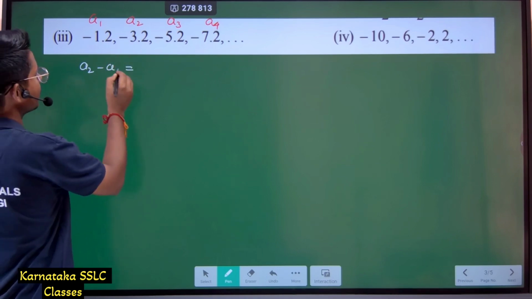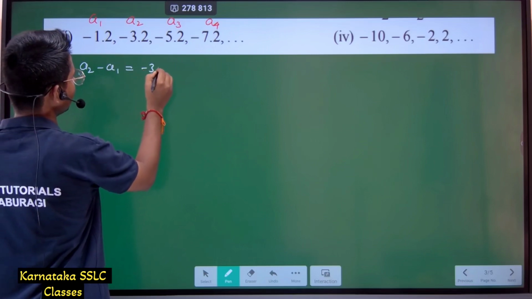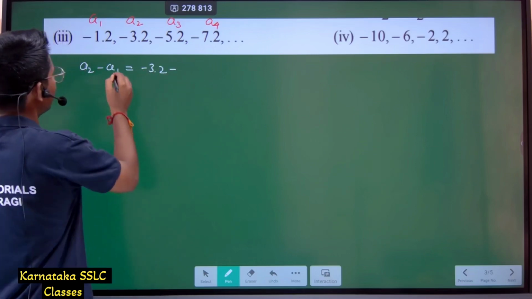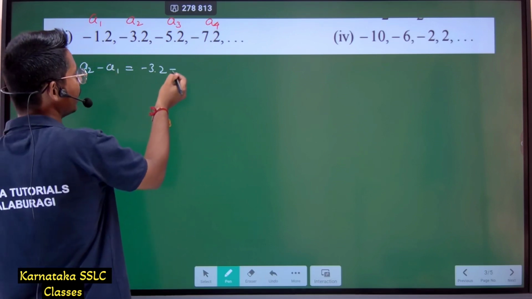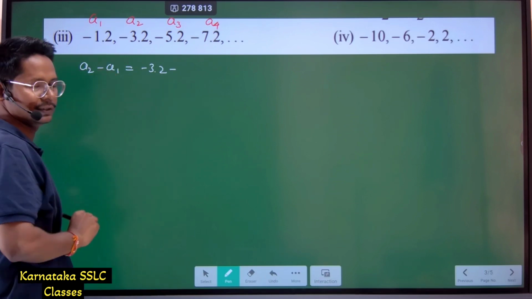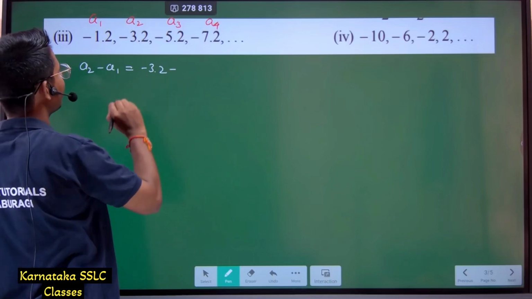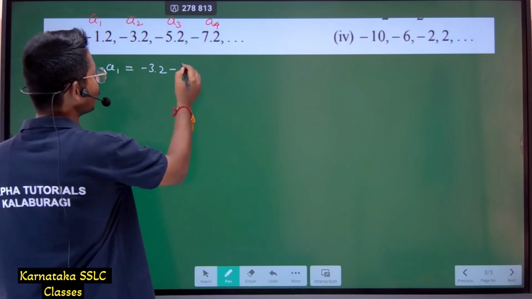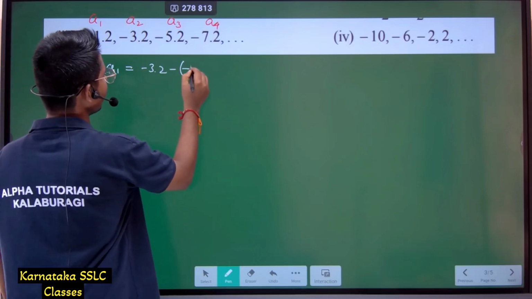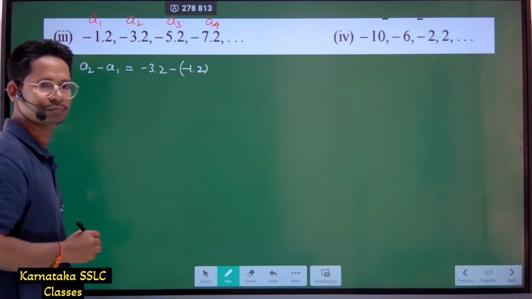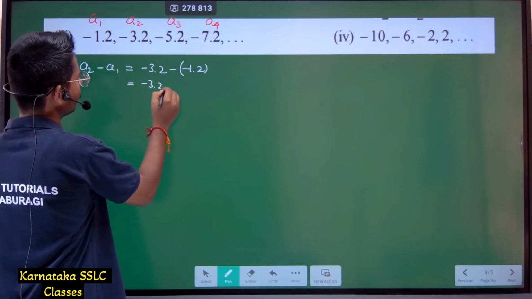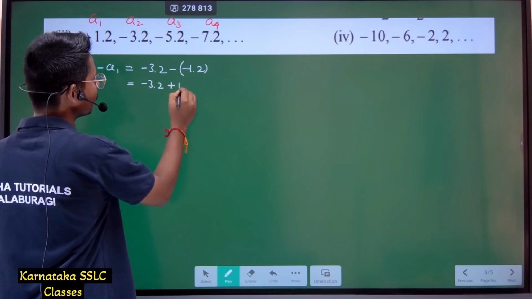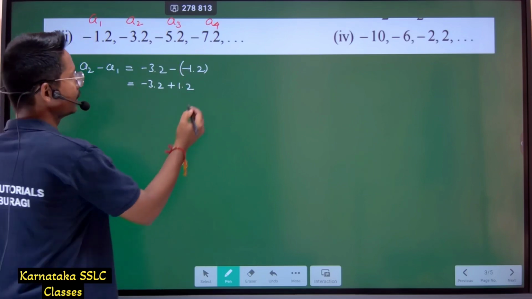Okay, so what is a2? It is minus 3.2. See it carefully, it is important. What about a1? Now a1 value is minus 1.2. Already minus I wrote as per the difference, but I can't simply write minus, I have to put bracket. Getting? It's very important. Now, so minus 3.2 minus into minus, plus 1.2. Okay, yes, tell me how much.